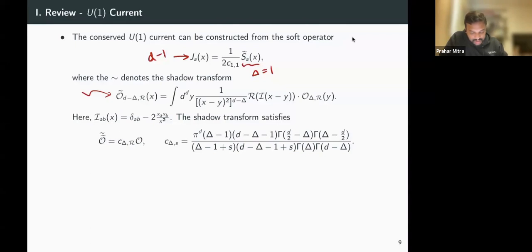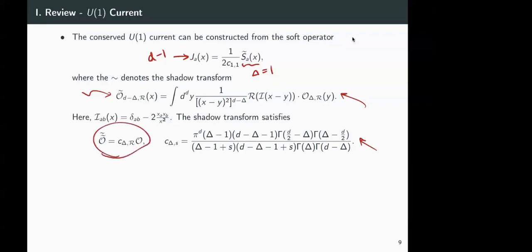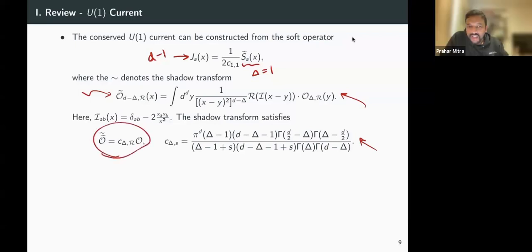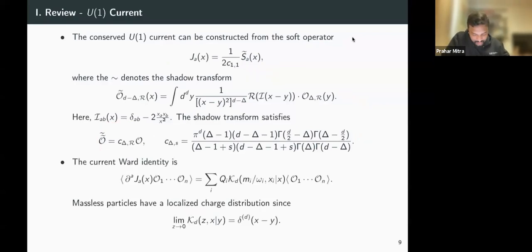Okay, so this is just some explicit formulas for the definition of the shadow transform. We won't really need it. The only thing for you to know is that it maps delta to D minus delta, and shadow squared is equal to the identity. Okay, and you can now work it out. I can work out the divergence of this operator J that I've just defined using the soft photon theorem, and you get this formula.